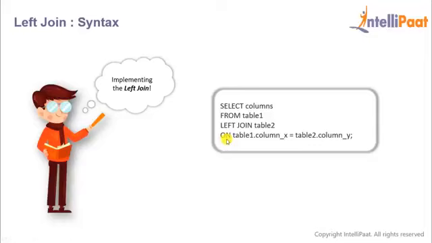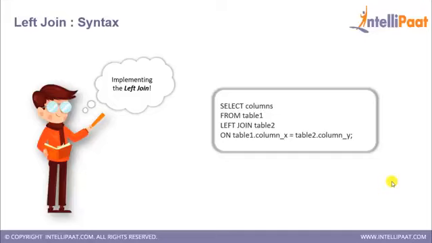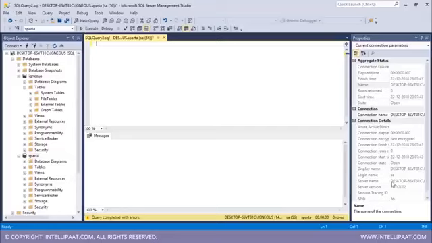And that condition would be values from column X of table 1 should be equal to values from column Y of table 2. So let's implement this left join on the employee table and the department table. Before I implement the left join, let me actually have a glance at both of the tables. I'll start with the employee table.